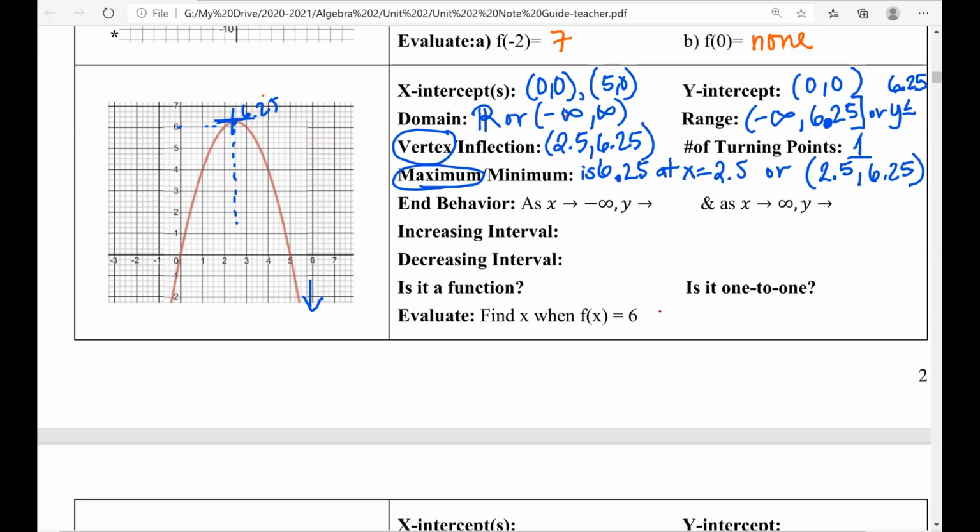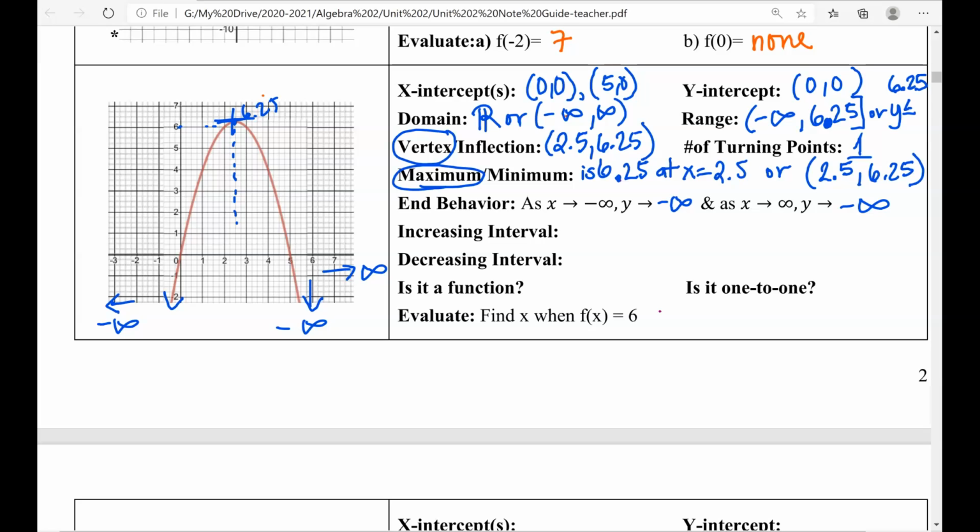And behavior, as x is going to the left, which is -infinity, y looks like it's going downwards, that's -infinity. As x is going to the right, which is positive infinity, y is also going towards -infinity. So as you can see, both sides are going downward.